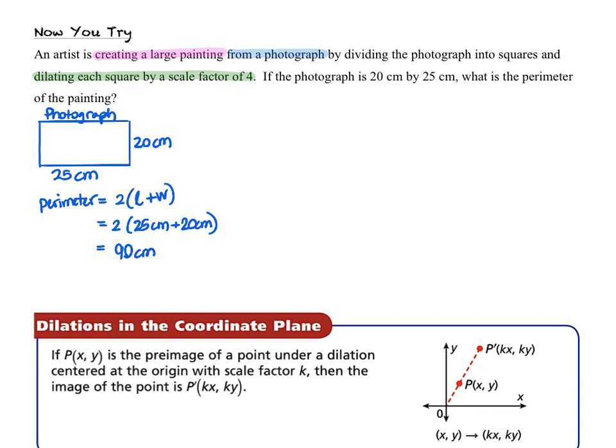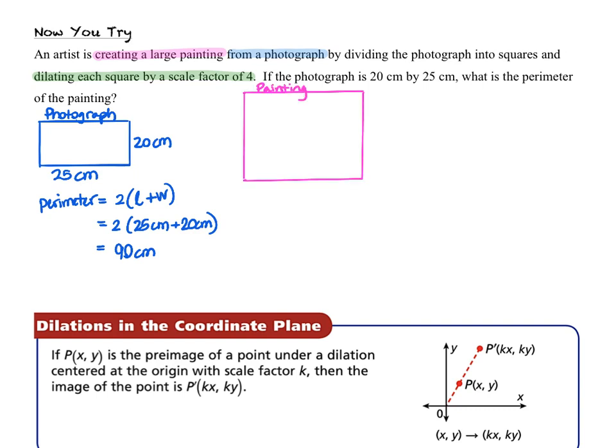Remember that perimeter is a linear measurement, so we're not multiplying the 2 dimensions to each other, we're adding them to each other. This means that to go all the way around the photograph, it is going to be 90 centimeters. Now I'm going to draw a rectangle to represent the painting. Pause the video and do the same.